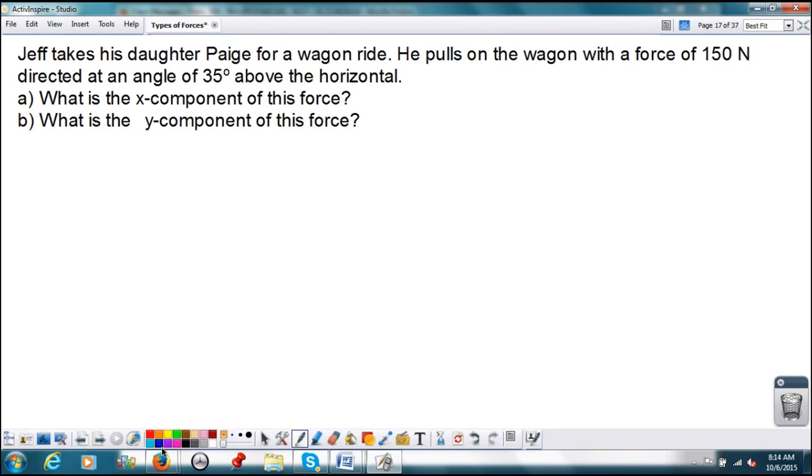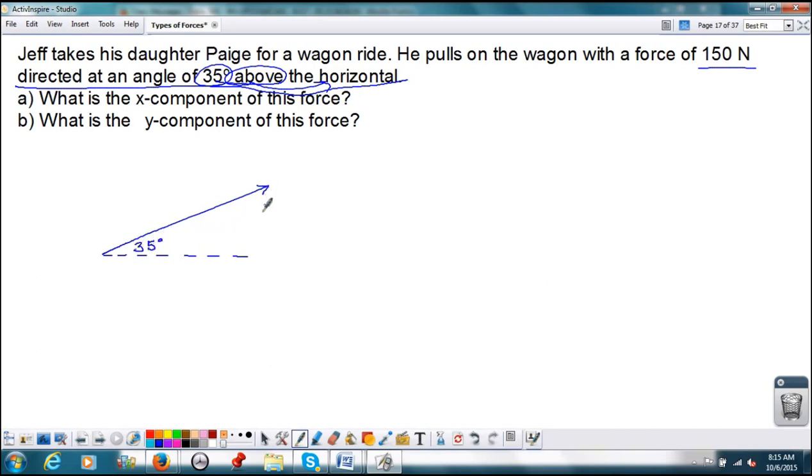So let's draw a picture representing the force that we've got. It says that this is a force of 150 newtons at an angle of 35 degrees above the horizontal. So when I start drawing this, I'm going to draw a dotted horizontal line to start because I know that I need to go at an angle of 35 degrees above this horizontal. So here's my horizontal line, and I want to go above it by 35 degrees. I'm just going to do my best to draw one that's close to that.